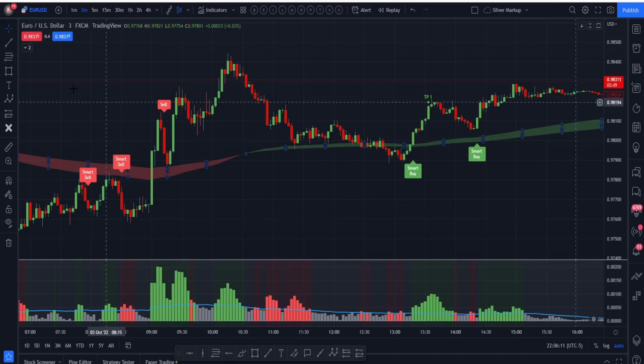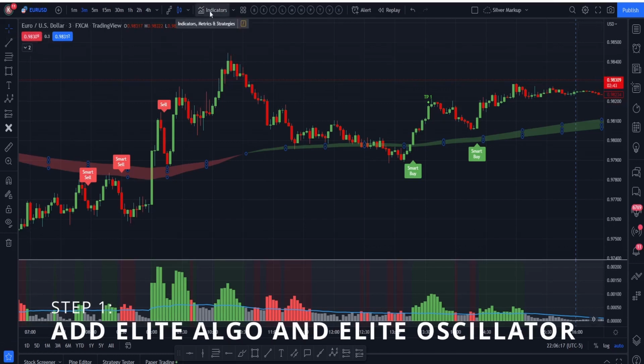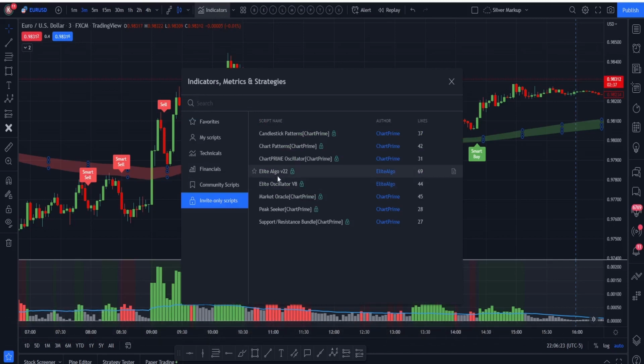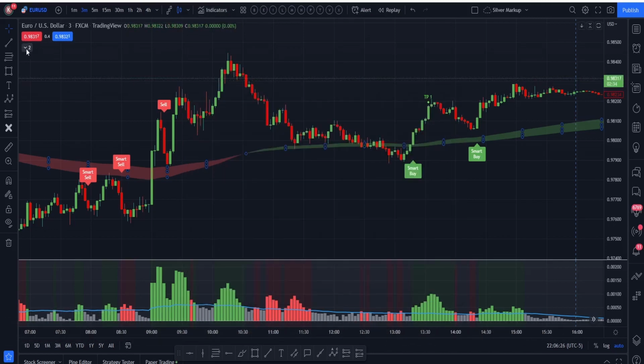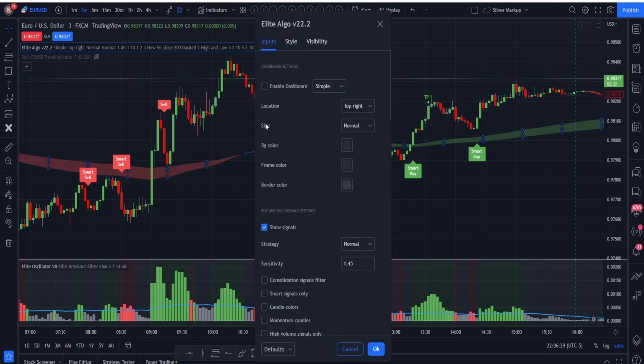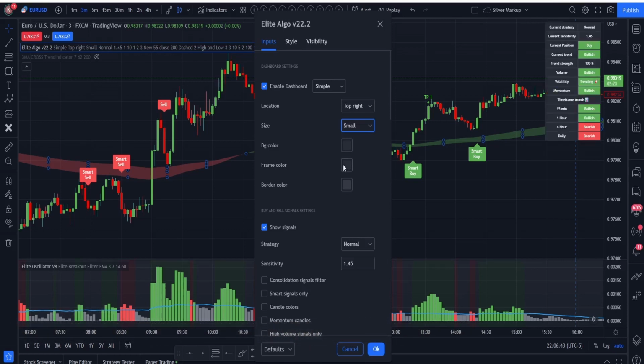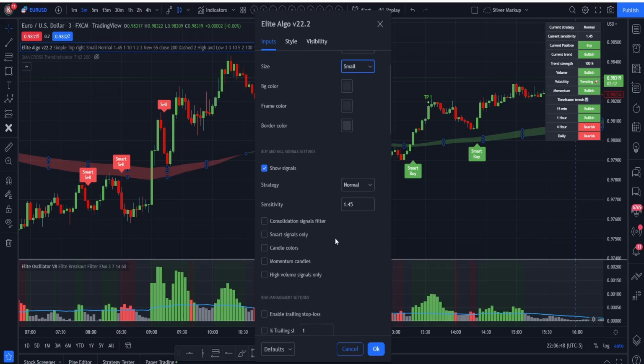So with the Elite Algo setup, this is what we're going to do. First, you want to go in and obviously add the Elite Algo Oscillator and Algo system. Once you have that added, you want to go into the Elite Algo system. And one thing you want to enable, you want to go ahead and enable the dashboard. That's going to be really, really key for you, especially when it comes to scalping. So we're going to enable the dashboard. And then two, you want to obviously show your signals. And I like to put the signal sensitivity at 1.45. That's what I like to use for the Elite Algo system.